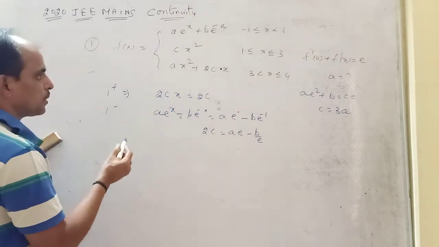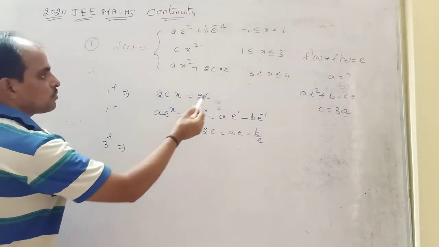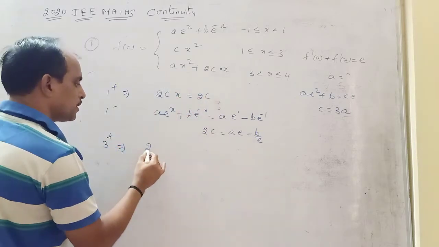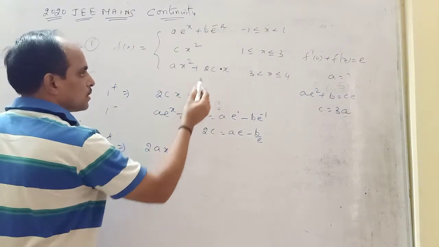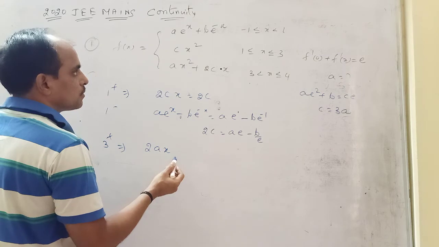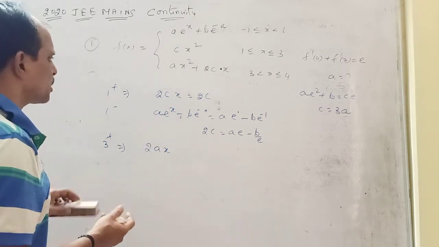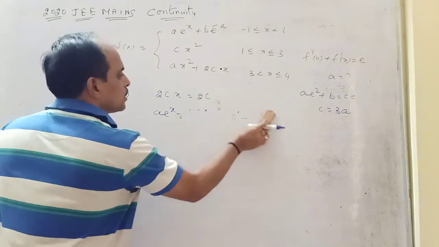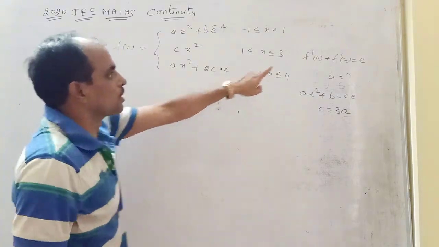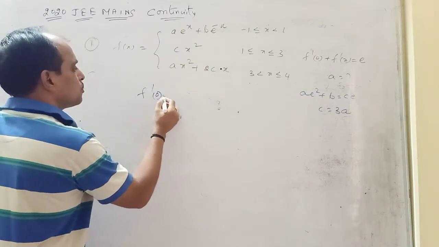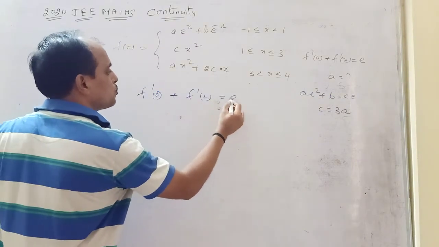Now 3 plus, what about the function? This is the function. So what about its derivative? 2ax, and so we have a relation. There is no necessity to write all these. So you see that question, f dash of 0 plus f dash of 2 is equal to e.